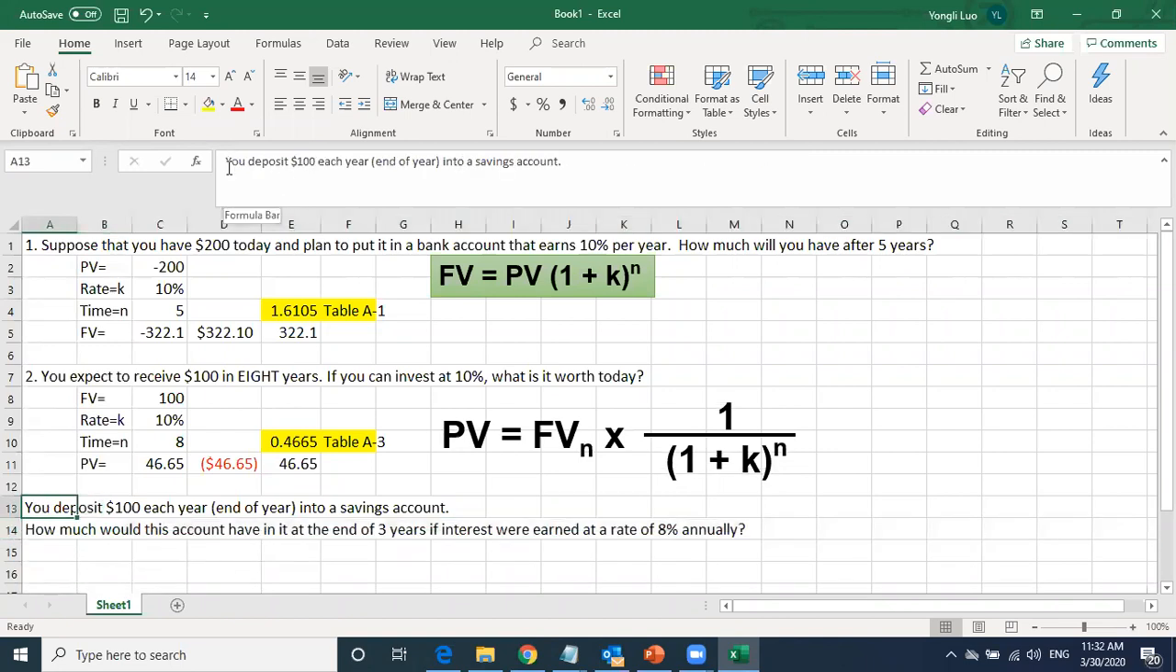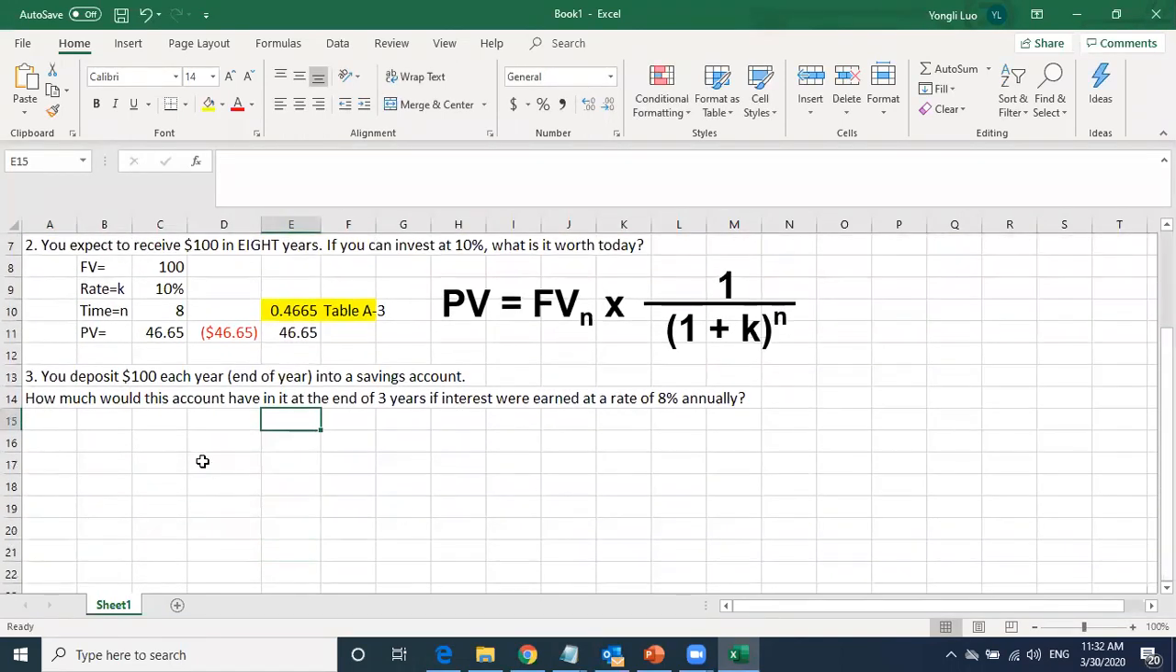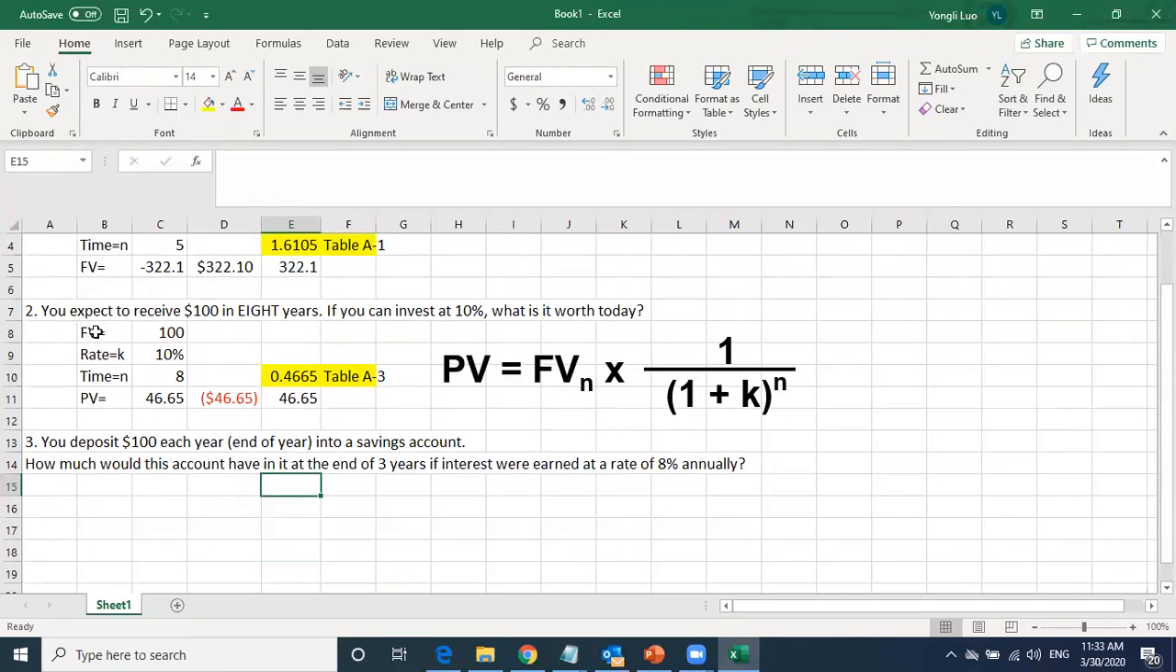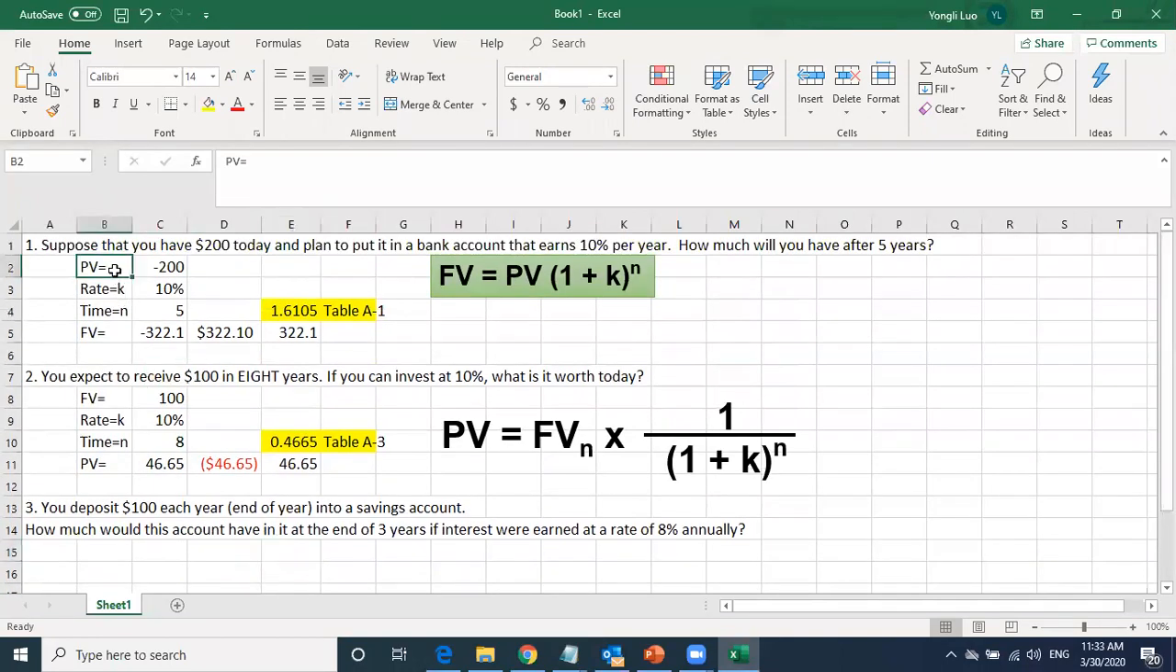Okay, we call this one question 3. You deposit $100 at the end of the year, every year for 3 years, and the interest rate is 5%. How much would this account have? We're going to calculate a future value question, right?